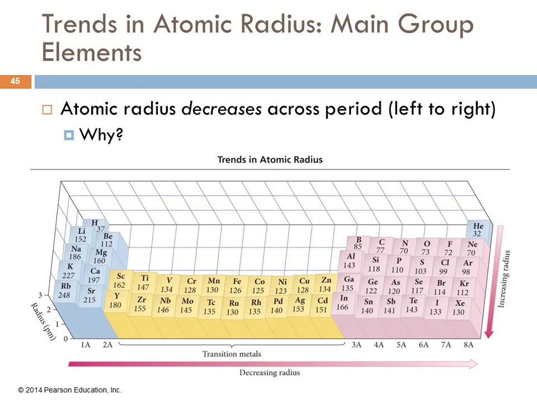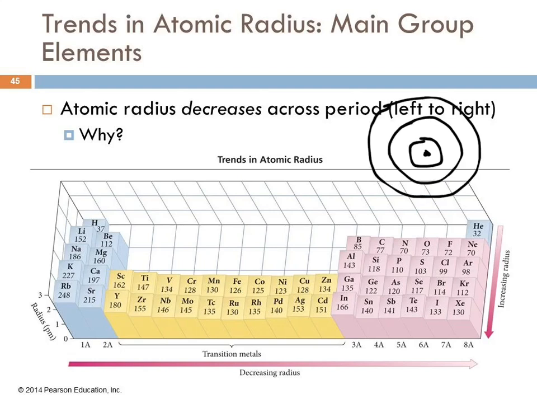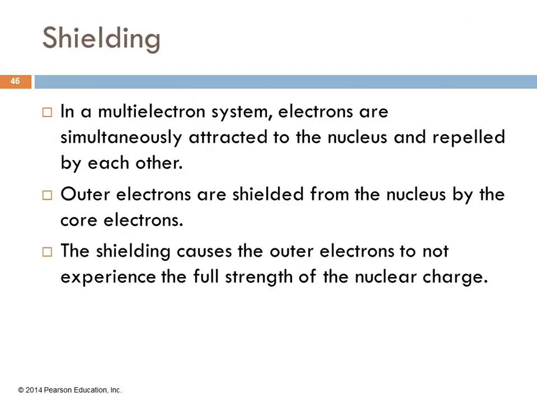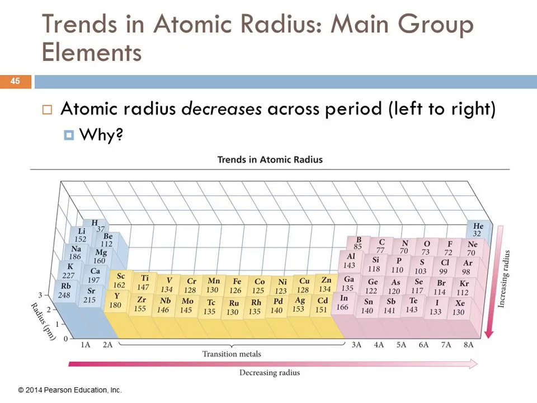Because it's easier if you think about the Bohr model of the atom. Sometimes it's just really helpful to think about the Bohr model of the atom. So here's the nucleus, and here's level 1, and here's level 2, and here's level 3. And so in level 3, all we're doing is adding more electrons in this orbit. Well, they're the same distance, right? So they should all be the same size. And yet it's decreasing.